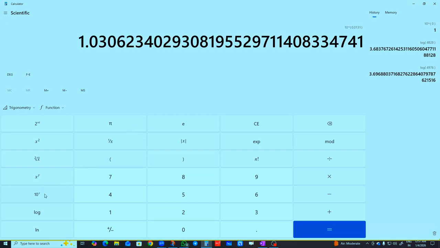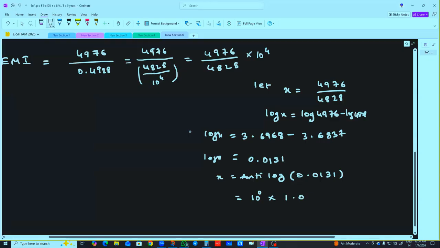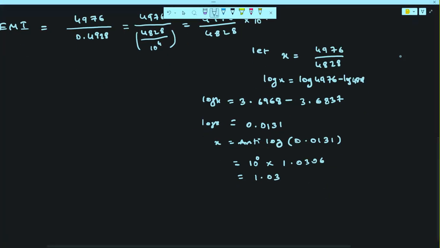I'm also doing the same. It is 1.0306. Of course it is 1.03 because 10 power 0 is also 1. So that's why it will be 1.0306. So we will write here, EMI is equal to 1.0306 multiplied by 10 power 4.